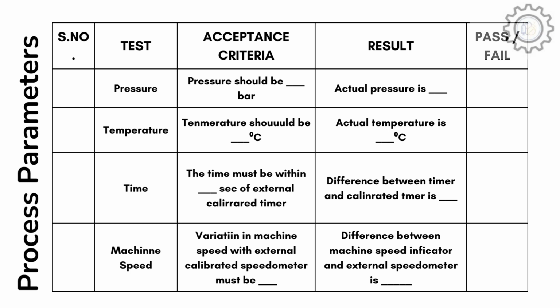Similarly, for temperature, temperature is measured and recorded. Its value is compared with the acceptance criteria, and on the basis of acceptance criteria, temperature verification is marked pass or fail. Similarly, these steps are repeated for other parameters such as time and machine speed. Their original values are measured and recorded. These values are then compared with acceptance criteria and the test is marked pass or fail.